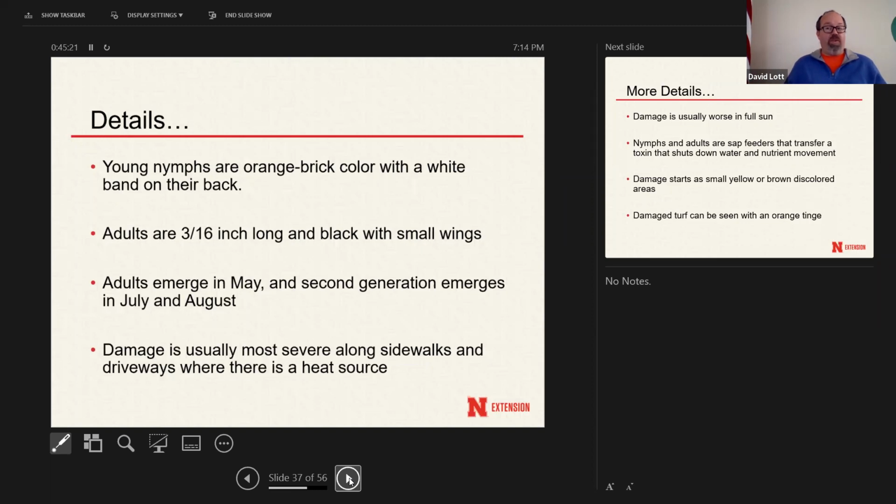And it's very hot when the heat comes out because they've been doing their damage, and they leave their telltale signs. So damage is usually most severe against sidewalks and driveways and full sun where there's a heat source. So they do their damage, and then when it gets hot, the first things that get hot, that's where you'll start to see the damage.